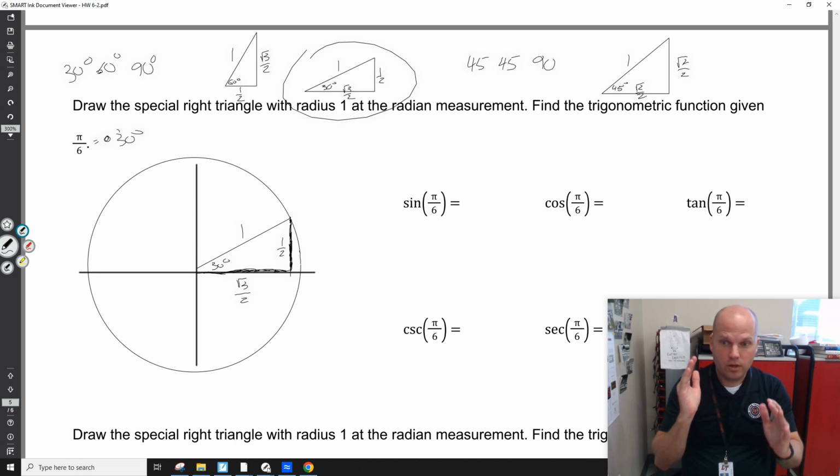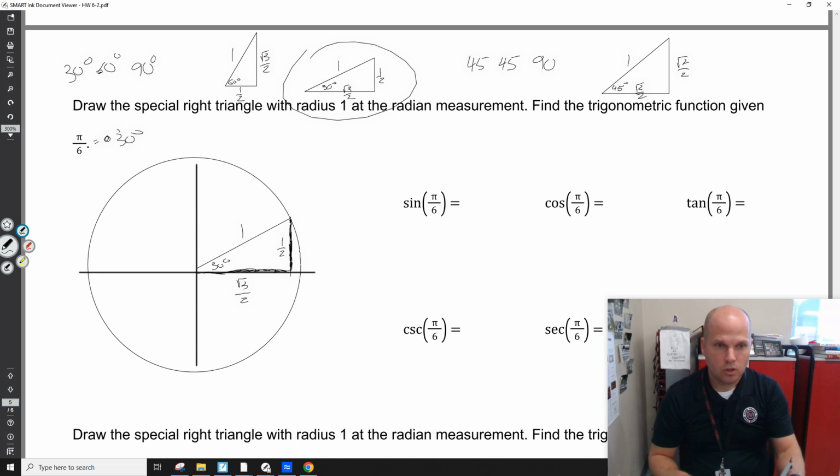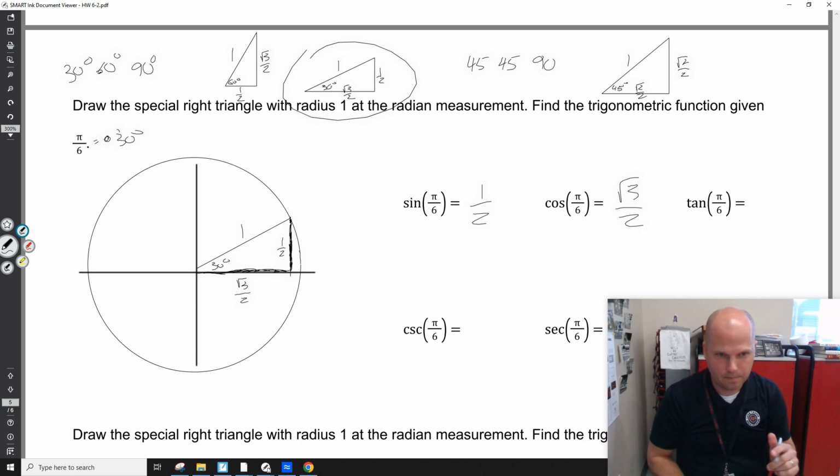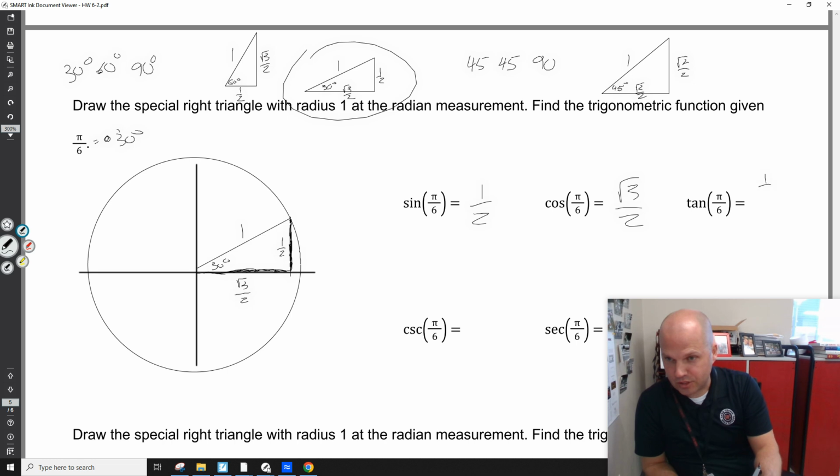Boom. Now, if I ask you, what is the sine of pi over 6? You could do it. You have your triangle, the equivalent angle to the radian measurement. What is the ratio? Opposite over hypotenuse. Opposite is 1/2, hypotenuse is 1. Divide by 1. Done. Cosine: adjacent over hypotenuse. The hypotenuse is 1. Done. Tangent: opposite over adjacent. Simplify. Rationalize.